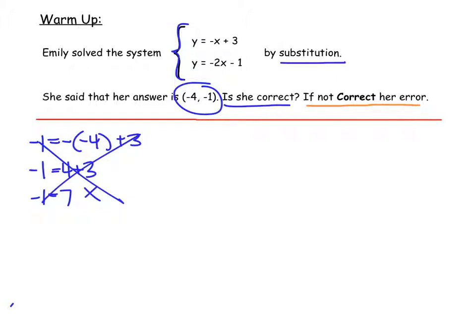Now let's figure out how we could solve this correctly. And so why don't we use substitution? I got one of my variables all by itself. Now if y equals the opposite of x plus 3, everywhere I see a y, I'm going to put the opposite of x plus 3. So then my problem is going to be the opposite of x plus 3 equals -2x minus 1. Now I need to solve for x because notice I only have a single variable. I only have x's, so I did my substitution correct.